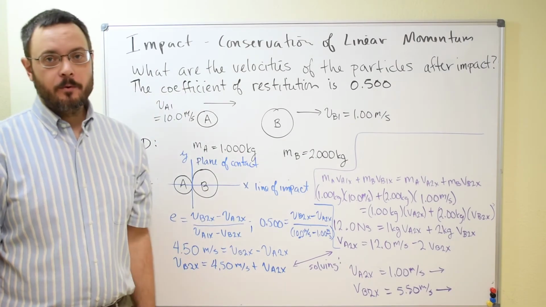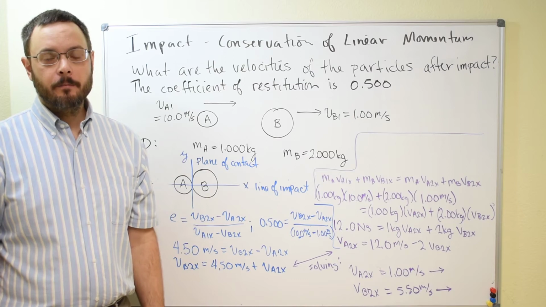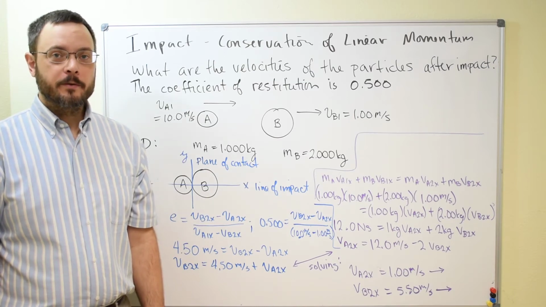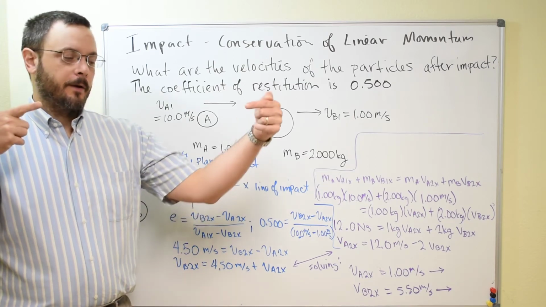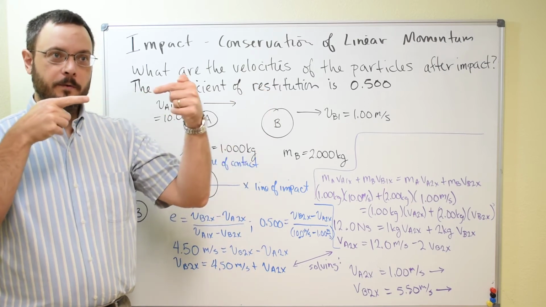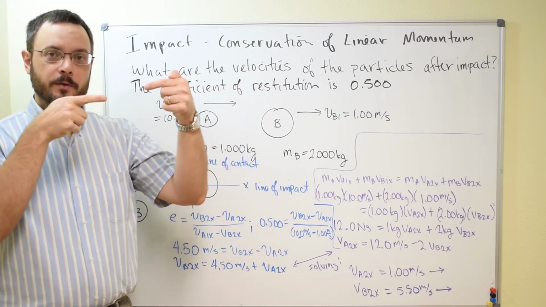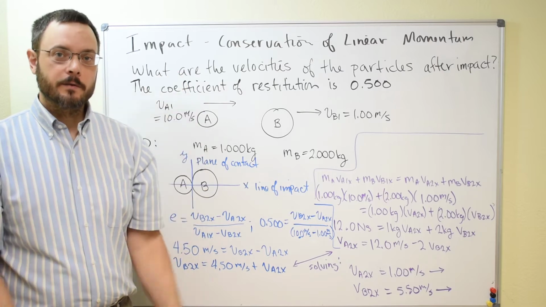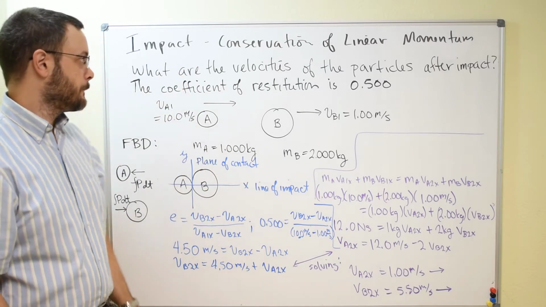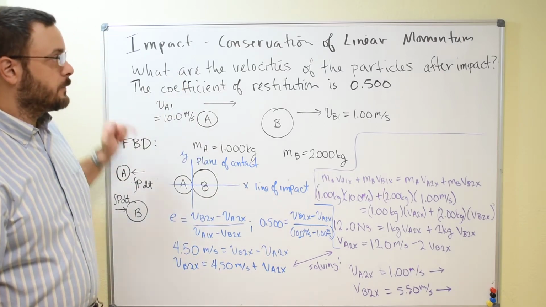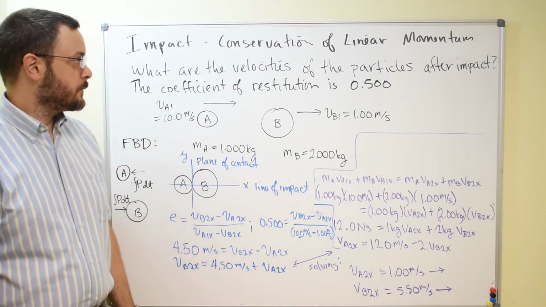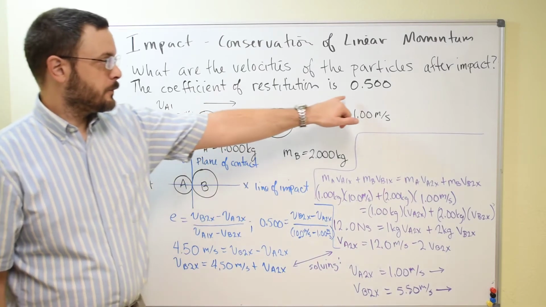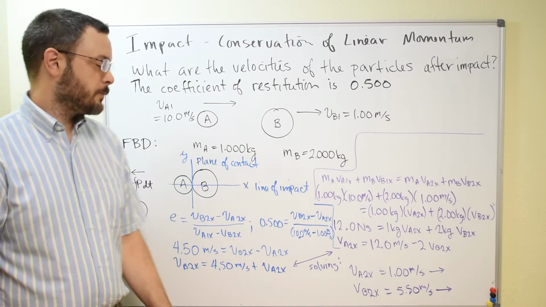So with this problem we're going to look at an impact problem where the velocities of the two particles are in the direction of a line that would be connecting the two mass centers of the particles. We want to find out what the velocities of the particles are after impact, and we have a coefficient of restitution of 0.5.